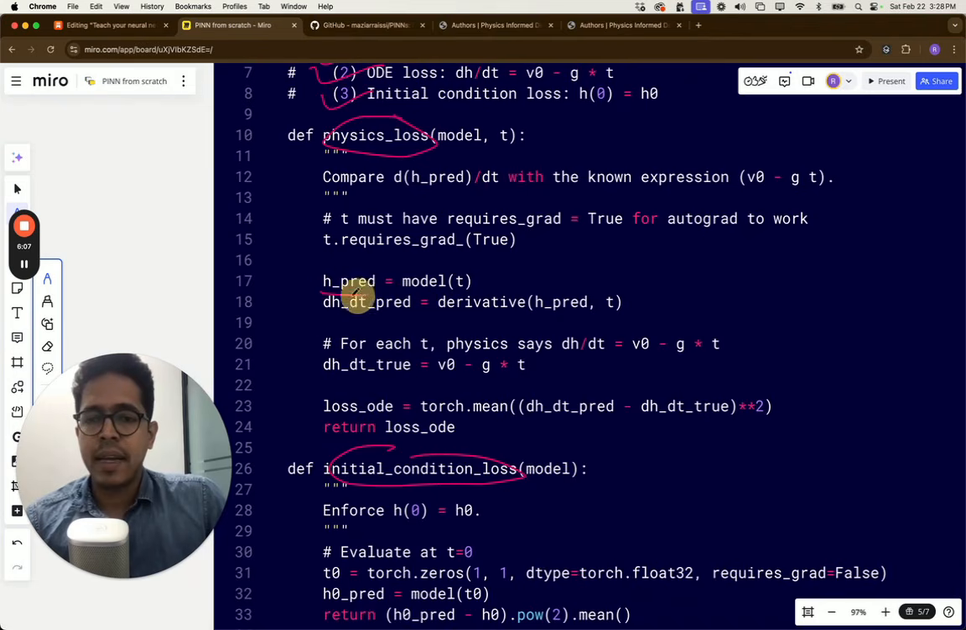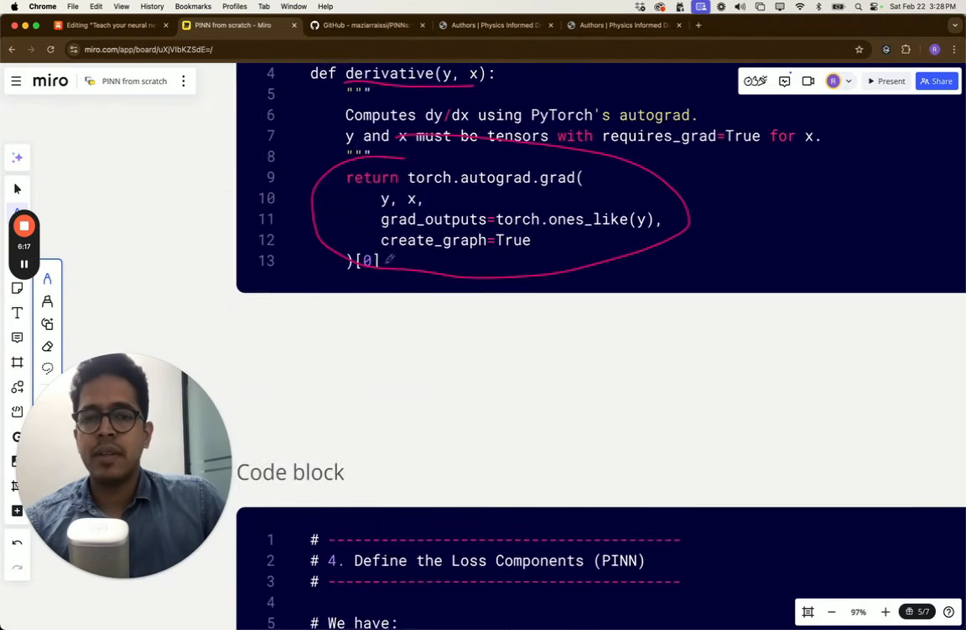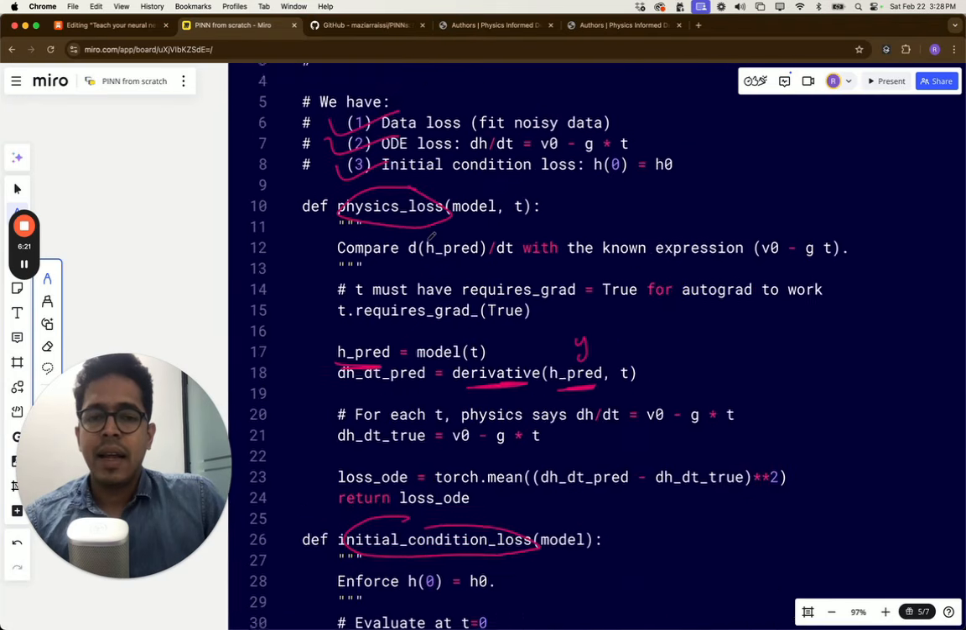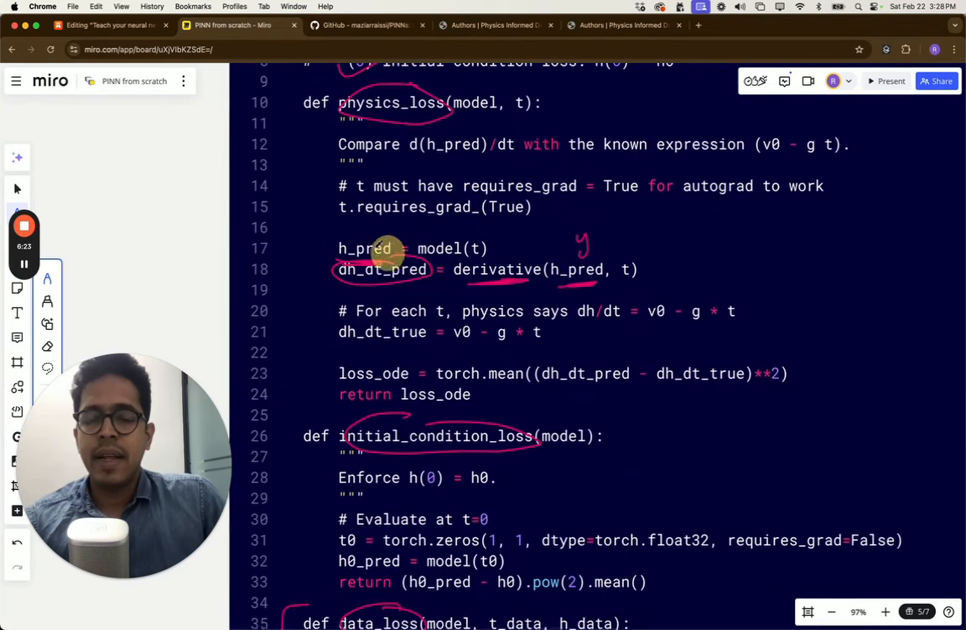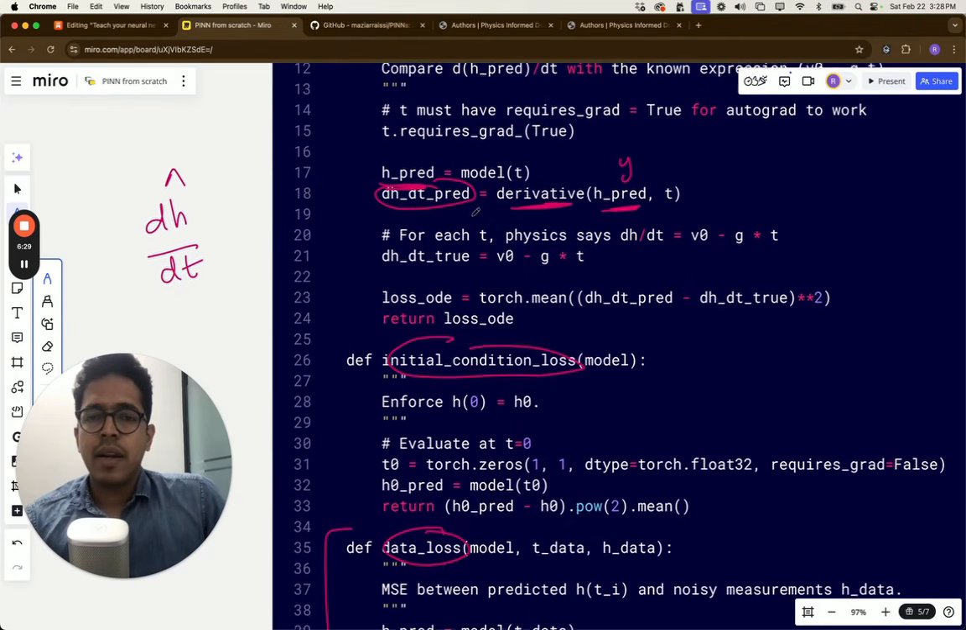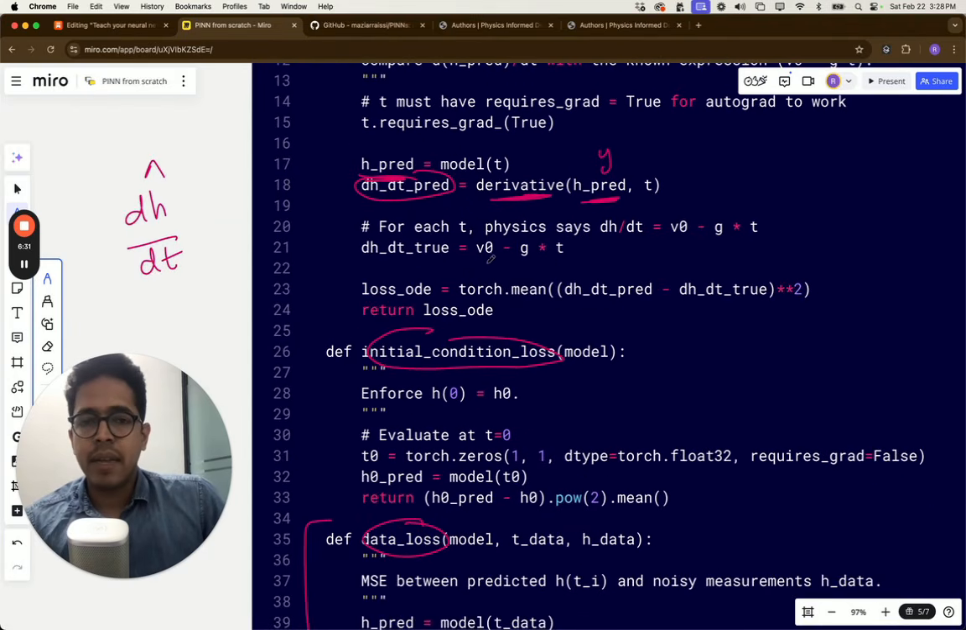So here what we are doing is, first, we make our neural network model predict a height for a given value of t. Then that value of t plus the predicted height, which is y, is passed into this derivative function. And what is this derivative function? This guy. Derivative function is the automatic differentiation function, and it will return dh by dt predicted, basically dh cap by dt. That is stored in this variable. Now you will calculate the true dh by dt, which is v minus gt. This you know from physics.